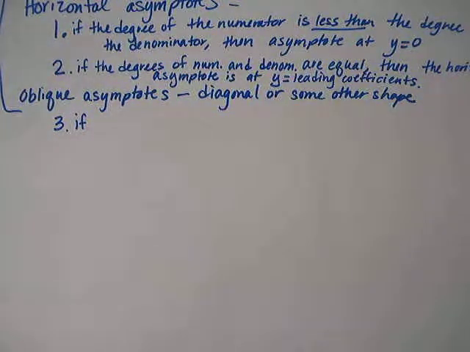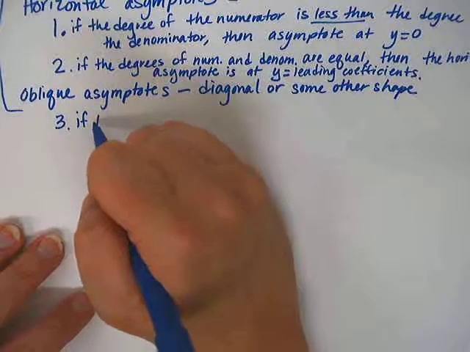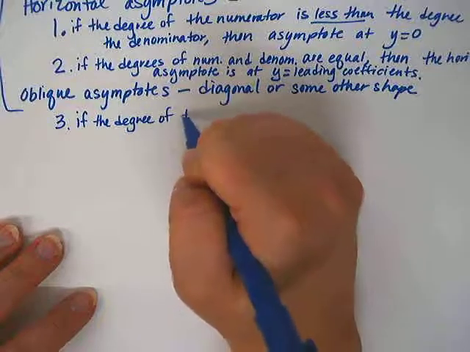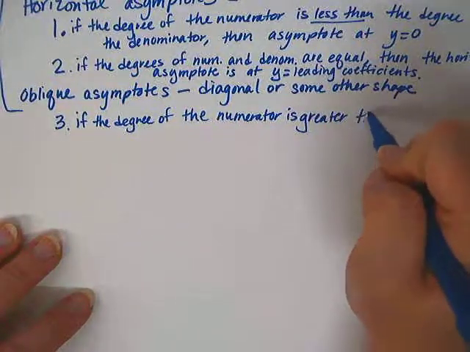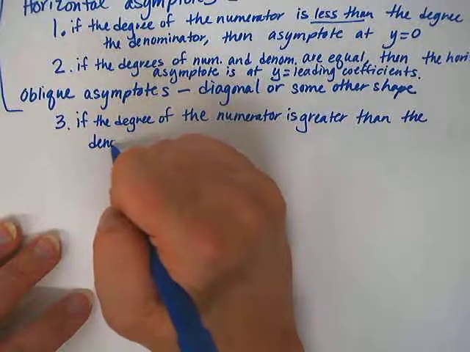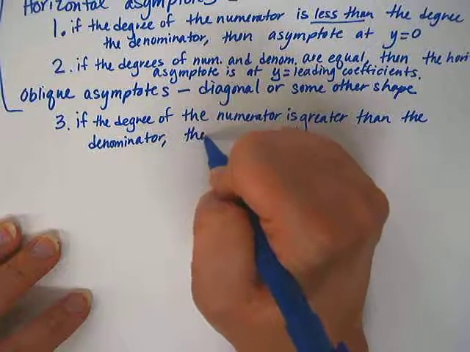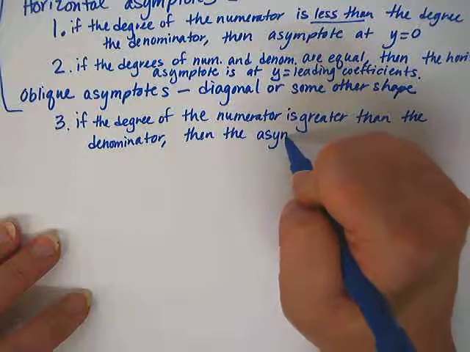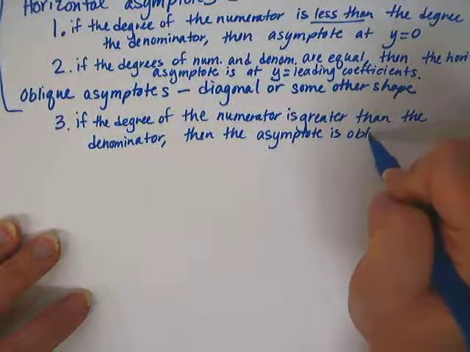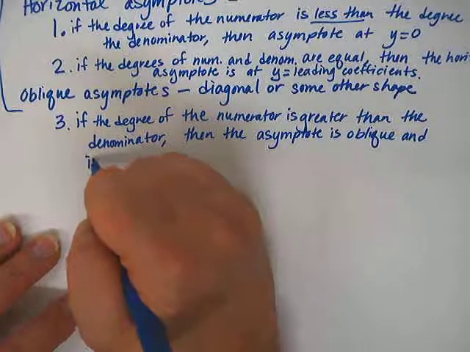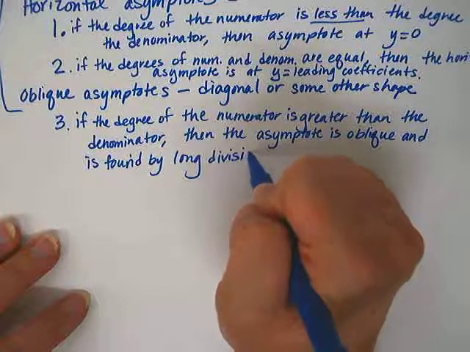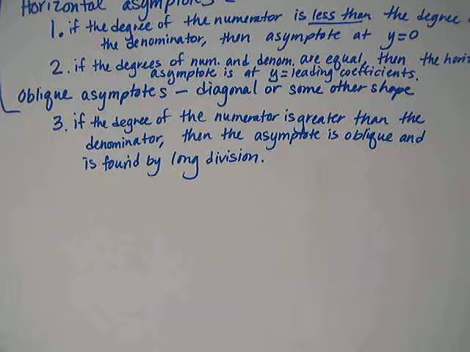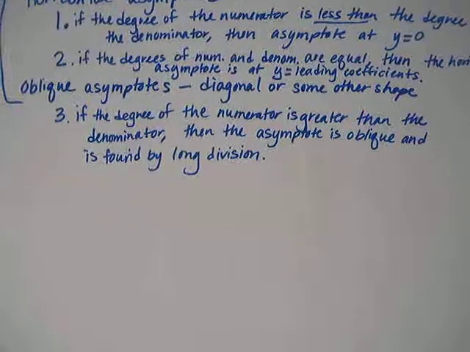The 3rd rule is, what do you think? We have a pattern going on here. Degree of the top is less than the bottom. Degrees are equal. What do you think rule 3 is going to be? If the degree of the numerator is greater than the denominator, then the asymptote is oblique, and is found by doing long division.